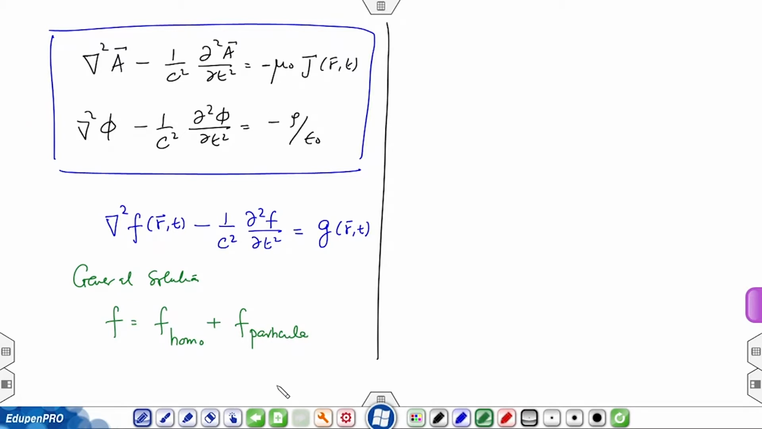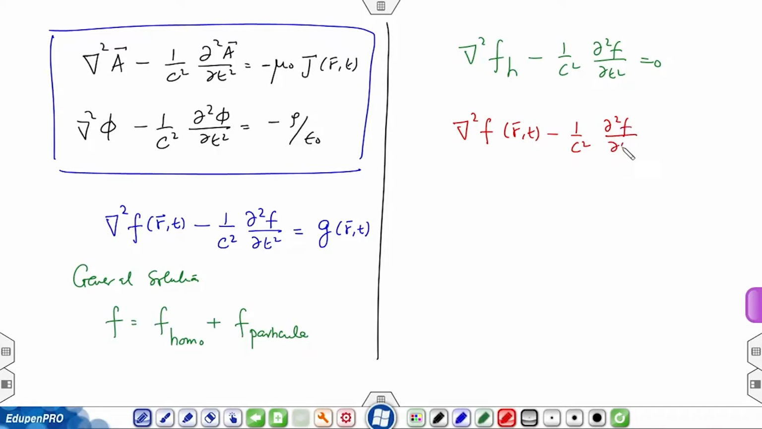F homogeneous is the solution of this equation with right hand side being 0. So, f homogeneous satisfies the equation del square f homogeneous minus 1 over c square d 2 f by dt square equals 0. So, this can be mixed with the particular solution for a given source, and what we are after in this lecture is that particular solution: del square f(r, t) minus 1 over c square d 2 f by dt square equals g(r, t).